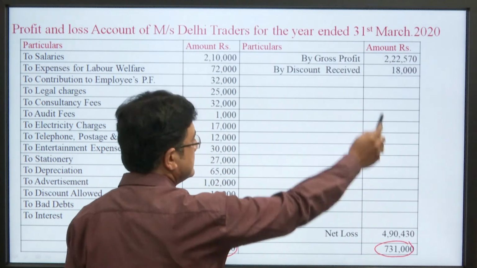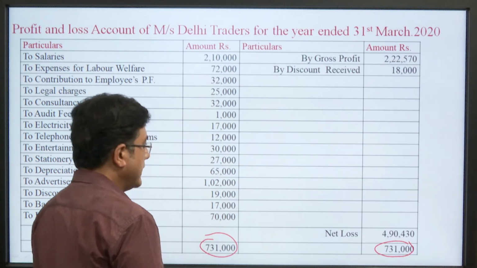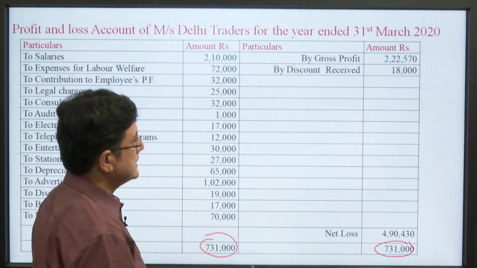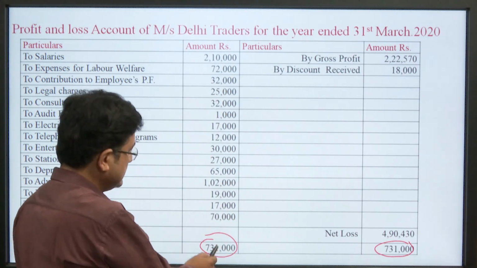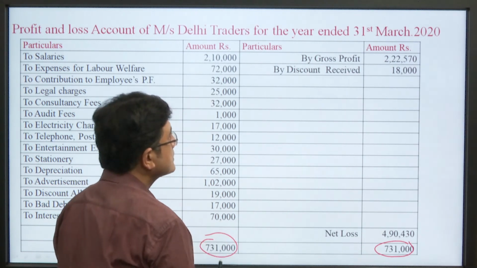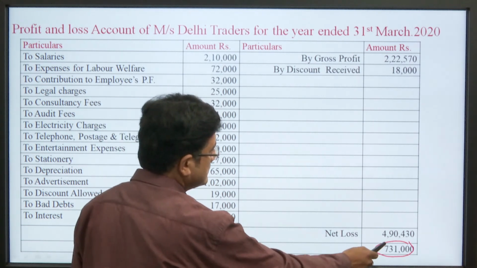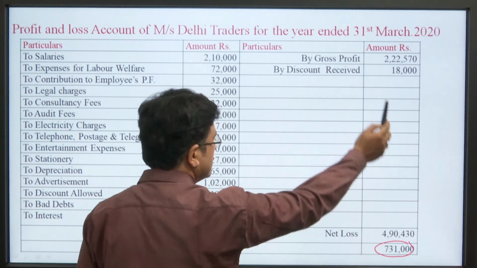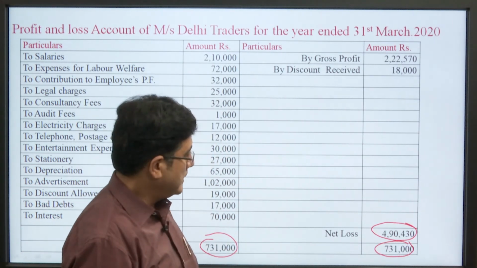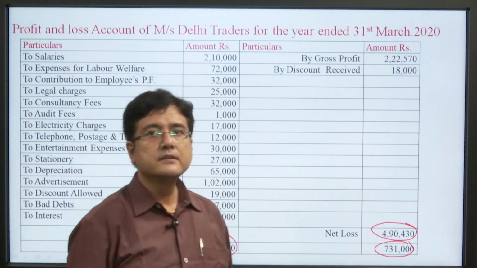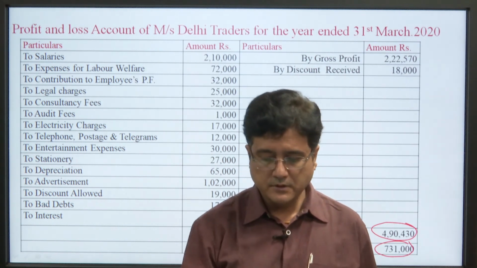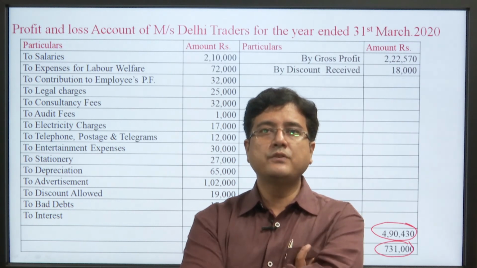If this side is higher, then write the total of this side on both sides and deduct the total of the other side. So, we know the total of this side is this, we put this total 7,31,000 here also, then we deduct gross profit and discount and find out this one, 4,90,430. This is the amount of net loss we find out.